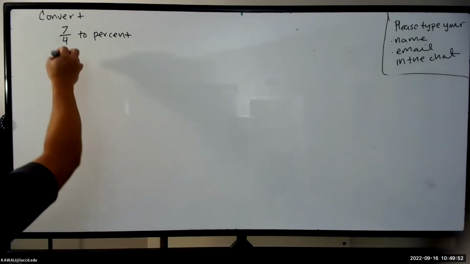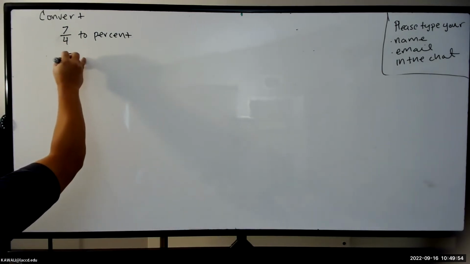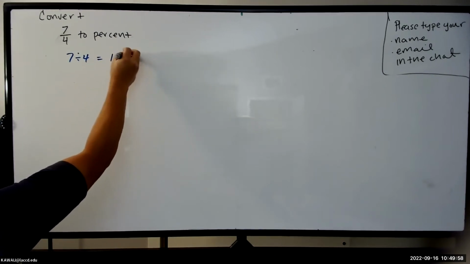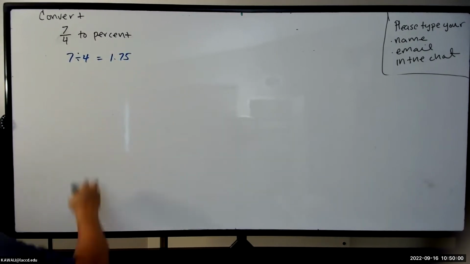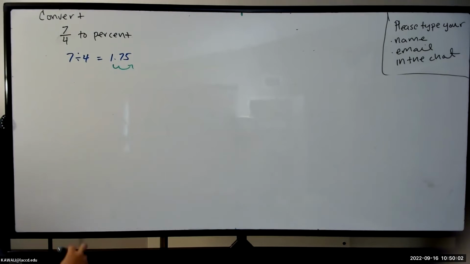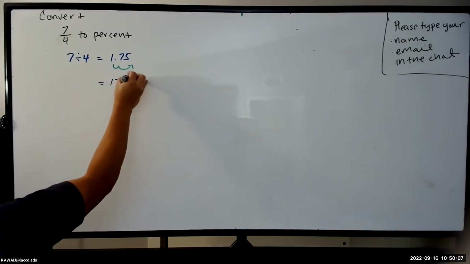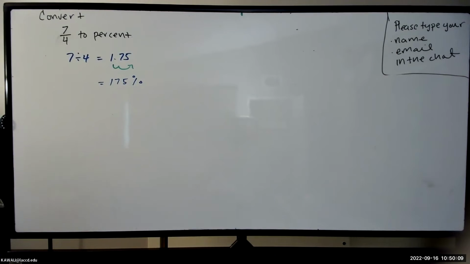Okay. So this turns into 7 divided by 4 is equal to 1.75. And then I'm going to shift 2 places. And I'm going to get 175%. Okay. Let's do another one.